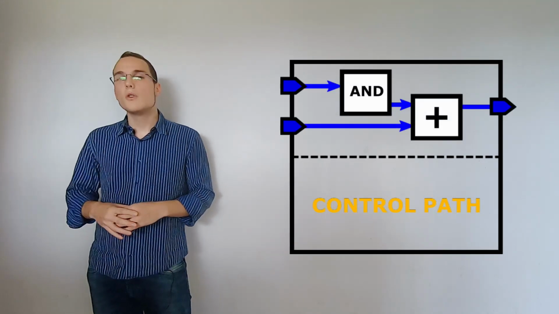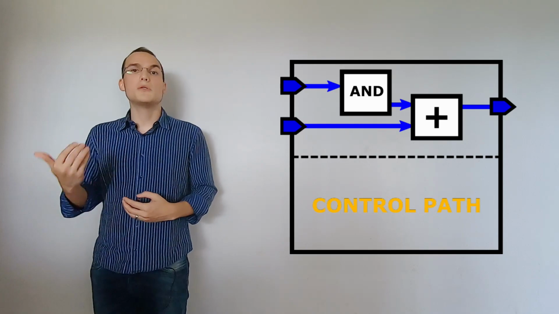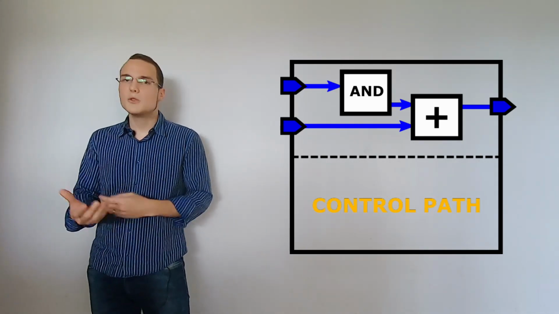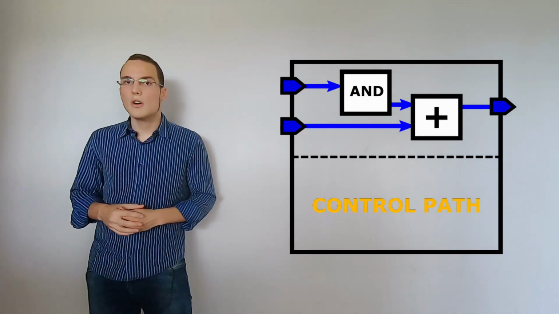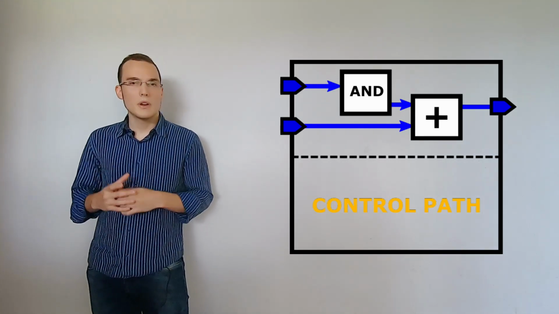The data path will be all the portion of our circuit that's responsible for computation. In other words, to receive data and to make some kind of operation on it. You can think of coefficients, of logical operations, or even arithmetic operations.